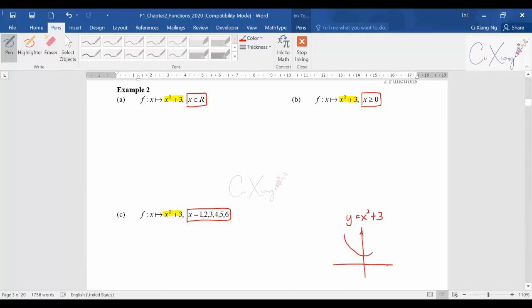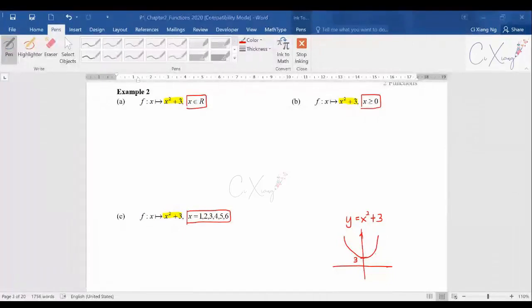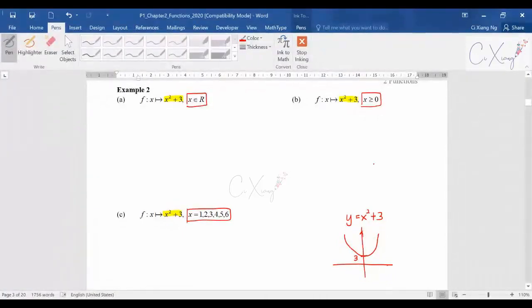Okay, so it is a U shape, and this value is 3, and they are symmetrical to each other from left to right. So this is the basic shape. Now I want to put this basic shape in my first equation. For the first equation, you are having x squared plus 3, where x is an element of real numbers, which means when you draw the graph, you consider the whole, complete part of the graph.